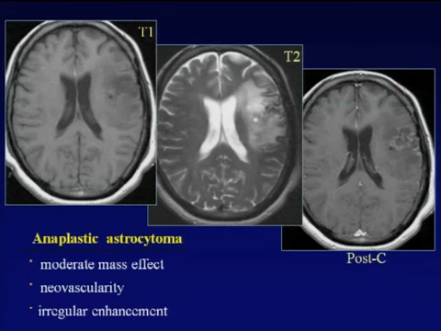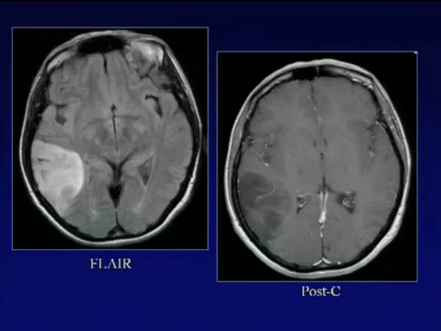This is the type 3 anaplastic astrocytoma. We have on T1 and T2 a moderate mass effect, and a moderate degree of irregular enhancement. Another case of anaplastic astrocytoma: when you see this image at first, you can think it's like an infarct. Sometimes anaplastic astrocytomas have these sharp borders, but not linear, quite rounded. You see only a minimal degree of enhancement.